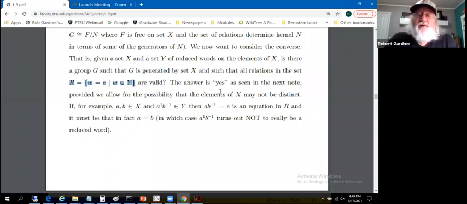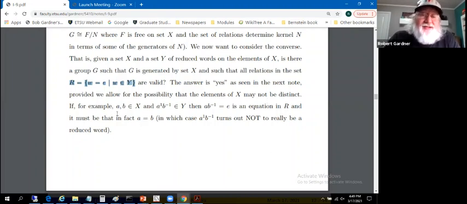The answer is yes. Given X and a set of relations, yes, that determines a group, provided certain little caveats here. And this is how we present a group. This is what a group presentation will be, as we'll formally define here in a sec. It's given by set X of generators and the set of relations, capital R. So the claim is, yeah, this works, provided we allow for the possibility that the elements of X may not be distinct.